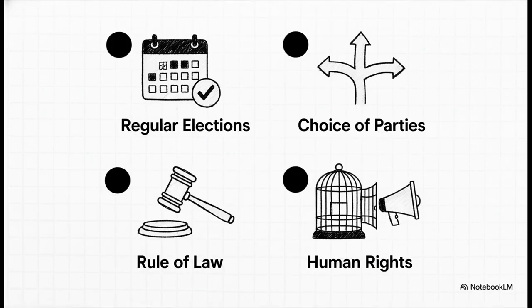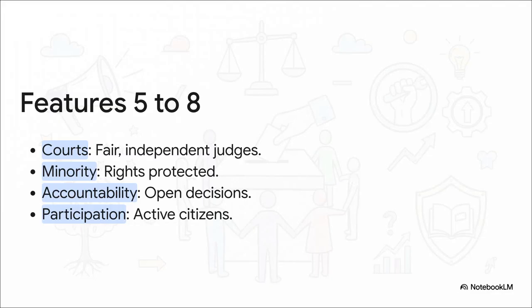Number 1, regular elections, meaning citizens get to vote for leaders at fixed times, just like we do here in Nigeria every 4 years. Number 2, a choice of parties. You need multiple political parties so voters actually have real, meaningful options. Third, and this one is absolutely huge, the rule of law. This means the law is completely supreme, period. Nobody is above it, not even the president. And fourth, human rights. Citizens have to enjoy basic, everyday freedoms, like the freedom of speech and the freedom to move around.